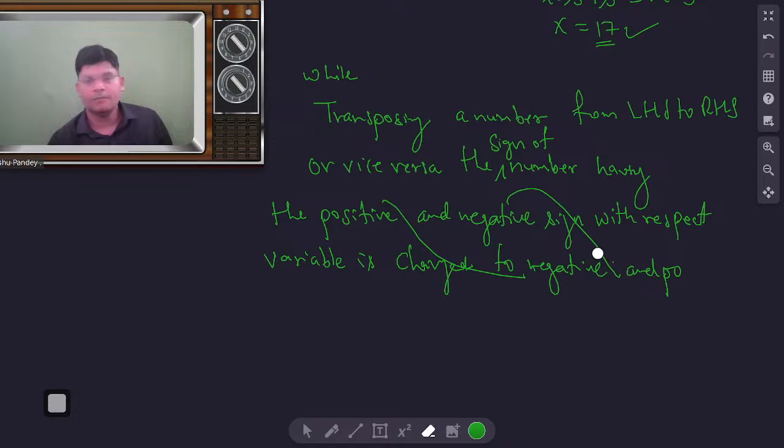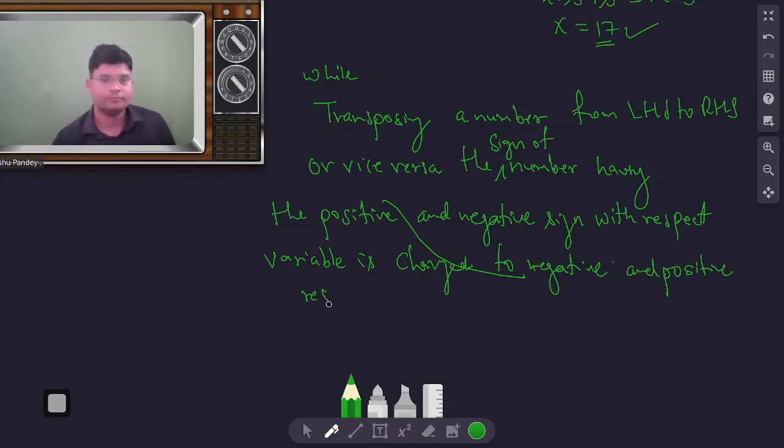Are you getting it? Are you getting the language as well? Yes, sir. Daksh? Yes, sir, I am getting it. Okay. Please write it down. While transposing a number from LHS to RHS or vice versa, the sign of the number having the positive and the negative sign with respect to the variable is changed to negative and positive respectively.